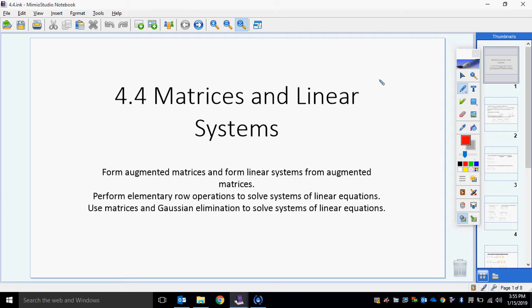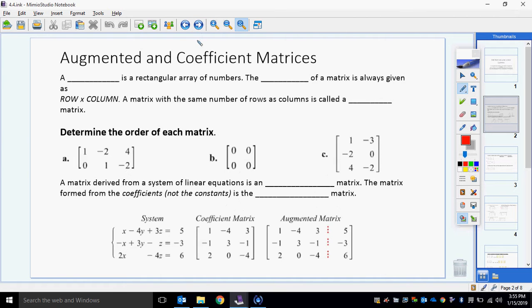This is 4.4, matrices and linear systems. I'm going to cut this section down from what I did last year and just talk about it instead of actually going through it. So hopefully this video doesn't take as long as the previous one.